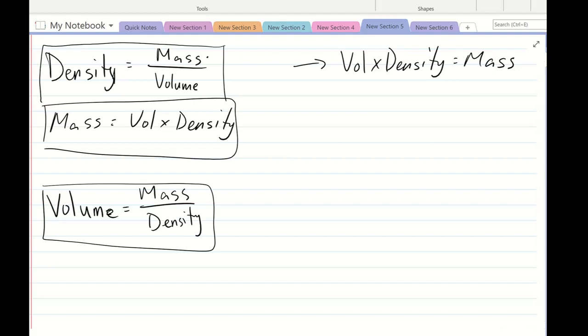You could remember the units. You could go back earlier and see what the units are. Mass is always either grams or kilograms. Density is usually grams over cubic centimeters, or grams over milliliters, or whatever the volume is, right? Volume is either in cubic centimeters or cubic meters or milliliters or liters.